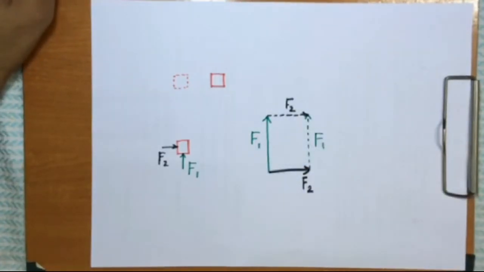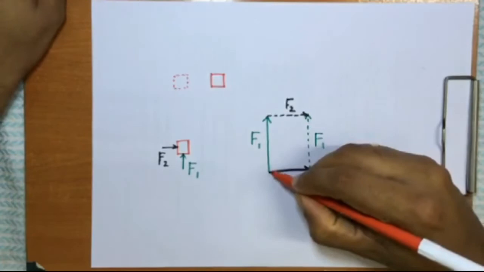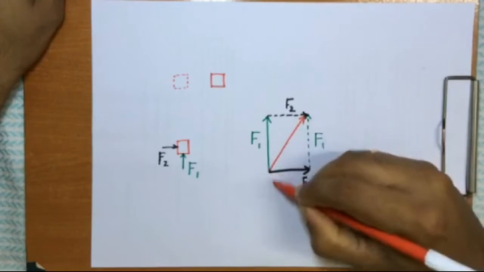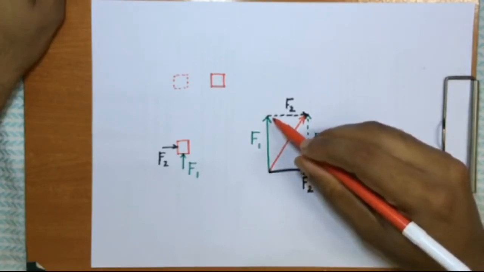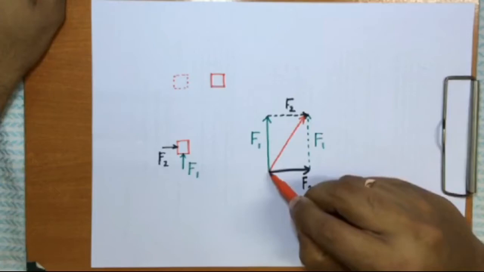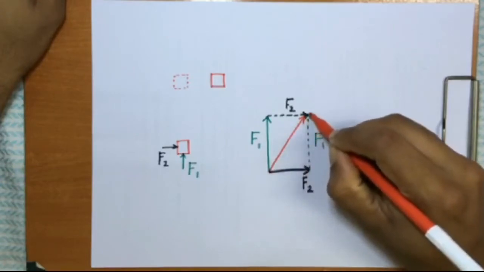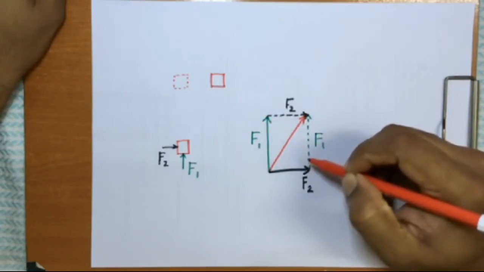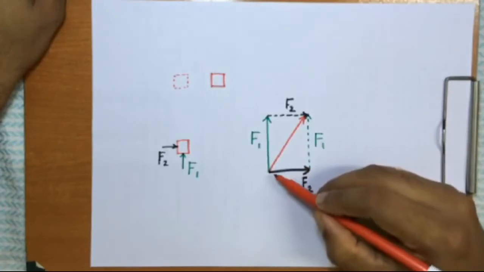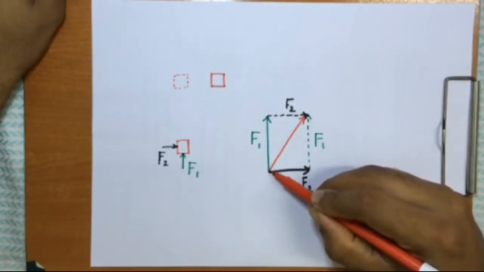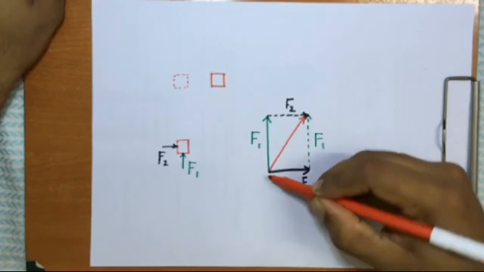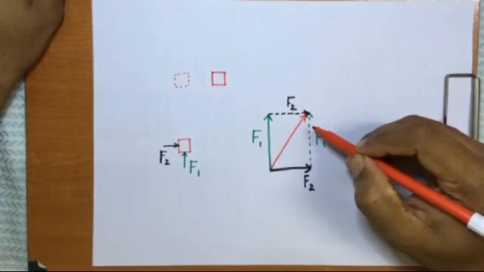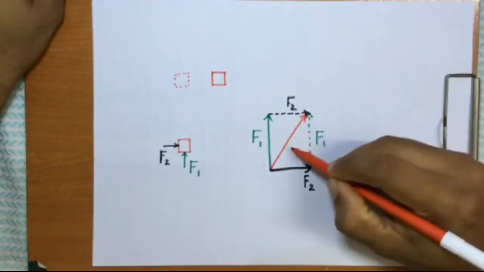Now the resultant of these two forces will be the diagonal that connects these two corners. Now look at this carefully. I have connected from this point to this point and not from here to here. So how to identify that? It is very simple. You just have to keep the tail of the two forces together and the head of the two forces together, join those two points, and you get your resultant force R.